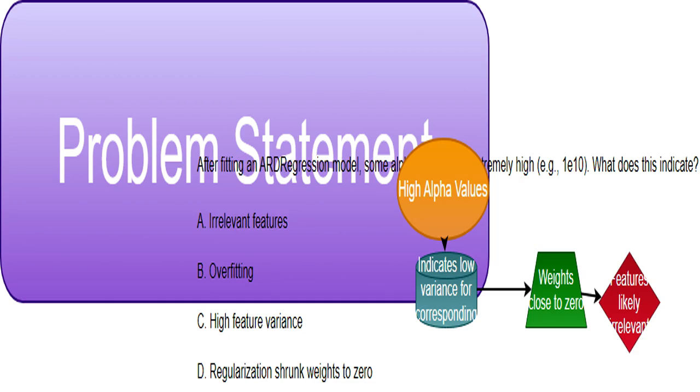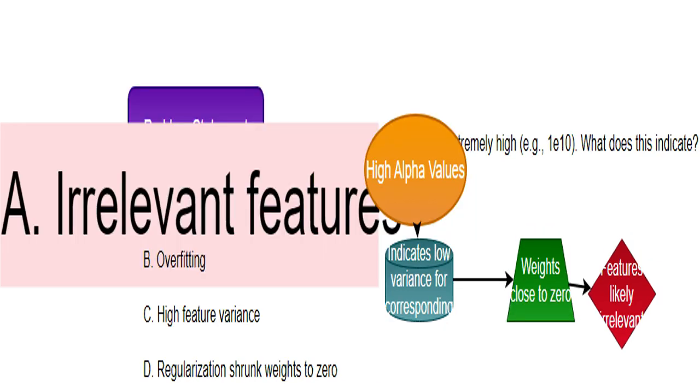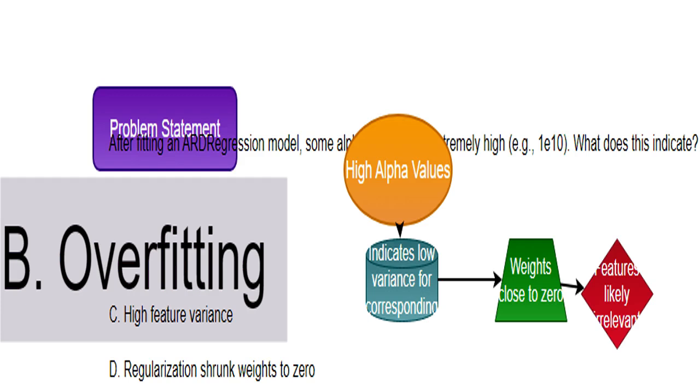After fitting the ARDRegression model and examining the alpha values, precisions for each feature, I noticed some are extremely large, meaning those features likely have very small weights. I confirm. High alpha values strongly suggest the corresponding features are not important in the model's predictions. They have little influence on the outcome. I've learned that high alpha values actually prevent overfitting. It's the opposite of overfitting. Overfitting would show up with low alpha values.